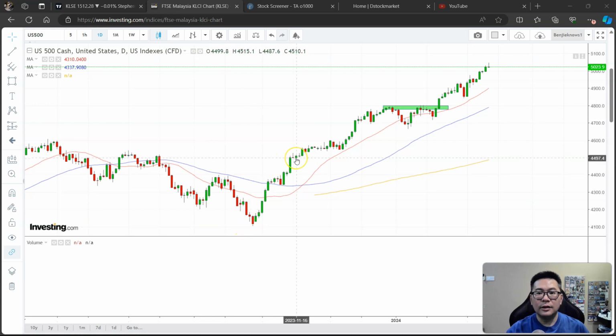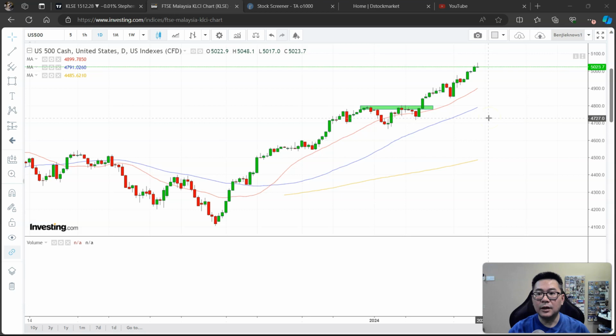Okay, let's take a look at the S&P 500. As you can see, this is the S&P 500 futures, and it's going in a very nice uptrend. It's still above the rising 20 MA and rising 50 MA. That's why we need to continue to be bullish, short-term and mid-term.